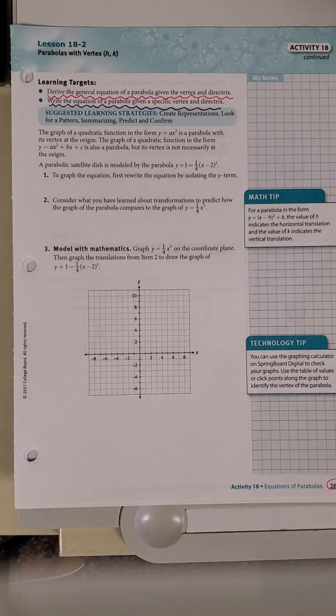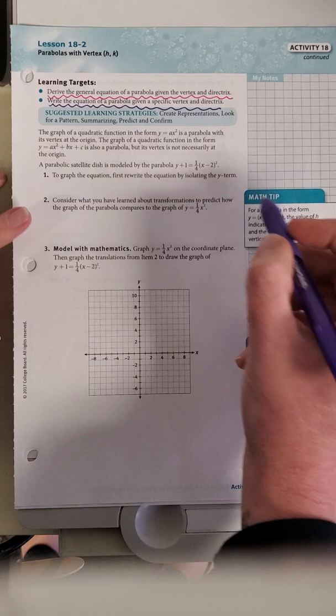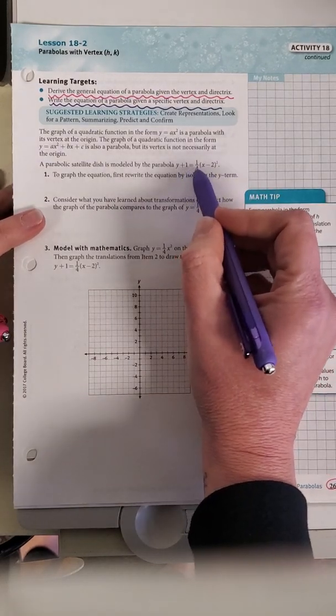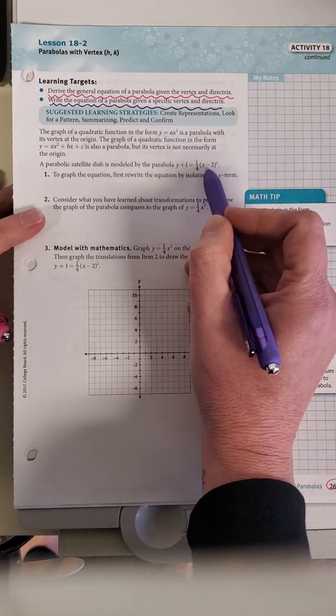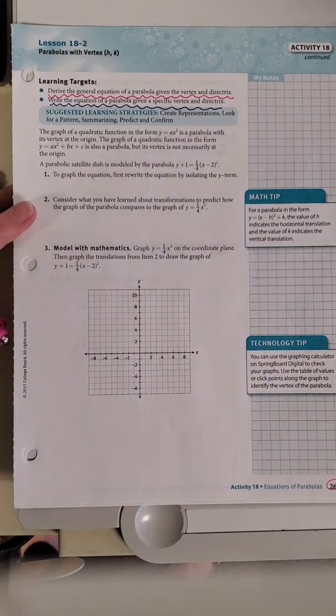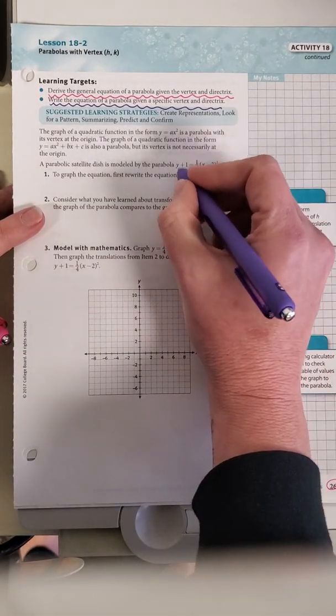It says the graph of a quadratic function in the form y equals ax squared is a parabola with its vertex at the origin. The graph of a quadratic function in the form of y equals ax squared plus bx plus c is also a parabola, but its vertex is not necessarily at the origin. A parabolic satellite dish is modeled by the parabola y plus 1 equals 1/4 (x minus 2) squared. Okay. Well, first, let's talk about this form.